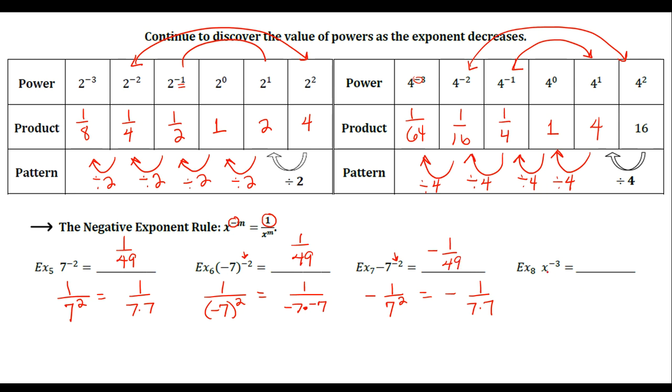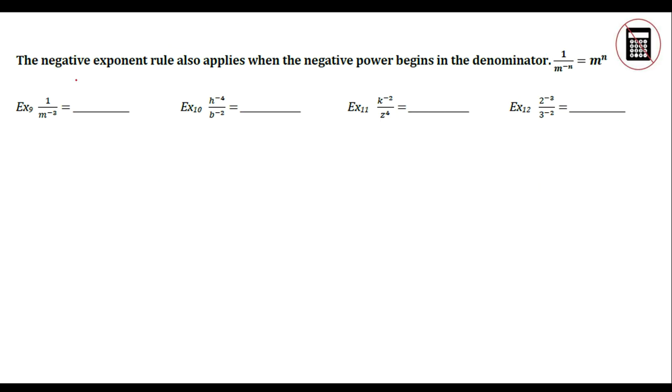And now we have some value raised to the negative 3. We want to evaluate and get rid of this negative exponent. So we're going to reciprocate x to the negative 3 and make it x to the positive 3. So our final answer is 1 over x cubed. So remember, when you have a negative exponent, you move it to the denominator if it begins in your understood numerator here. Because now we're going to take a look at the negative exponent rule also applies when we have negative powers beginning in the denominator.